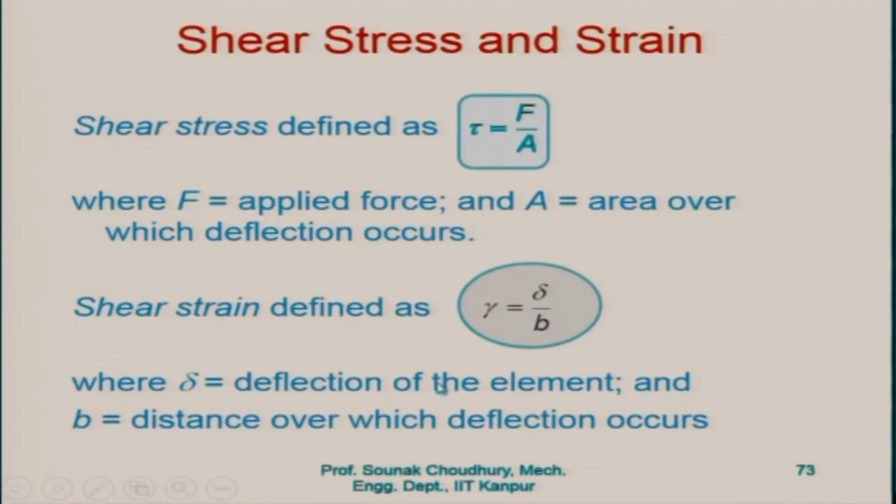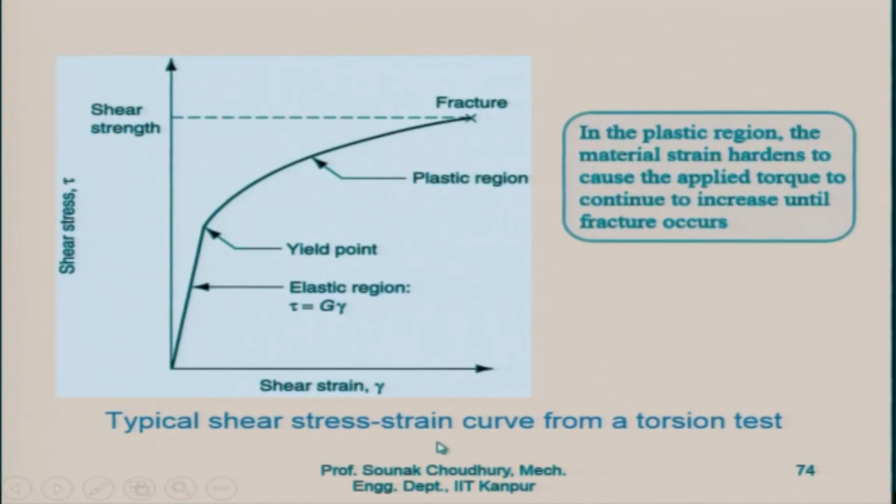There the high strain rate of deformation occurs, and that is because of the shear stress and the shear strain applied to the workpiece. Now, this is the typical shear stress strain curve from a torsion test. In the plastic region, the material strain hardens to cause the applied torque to continue to increase until the fracture occurs.